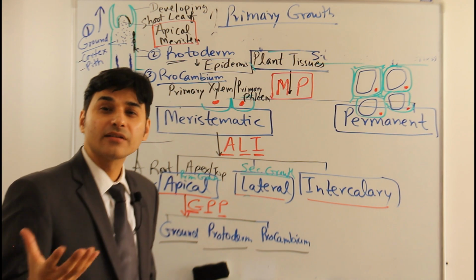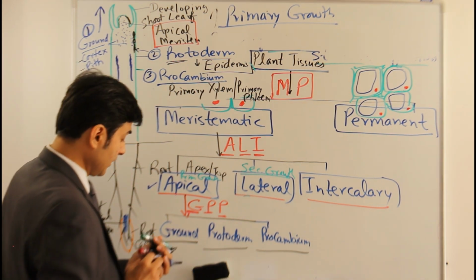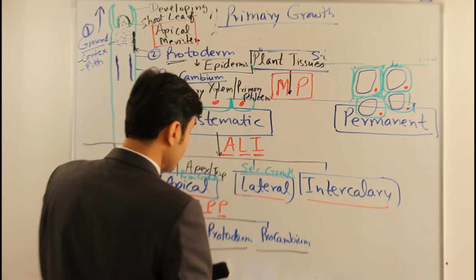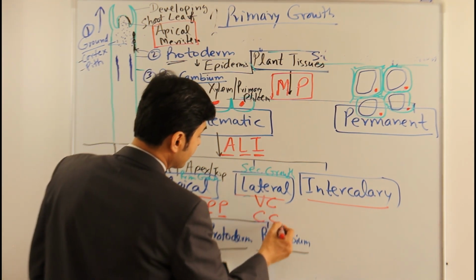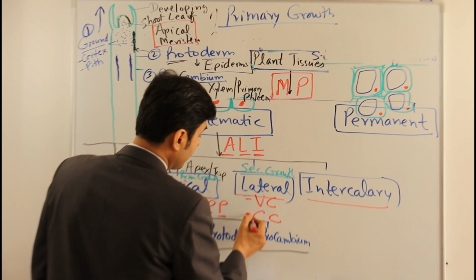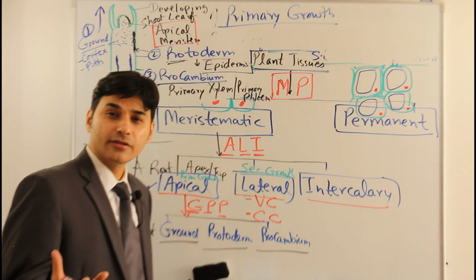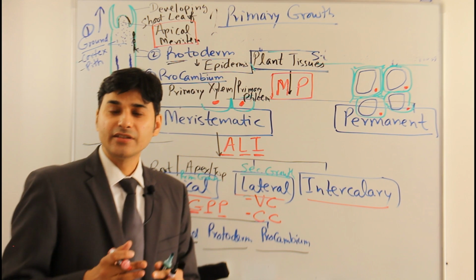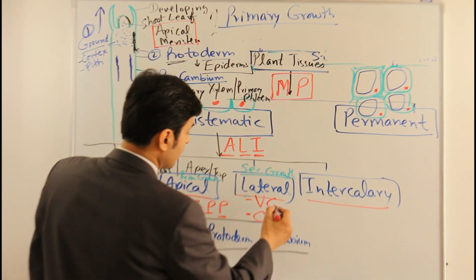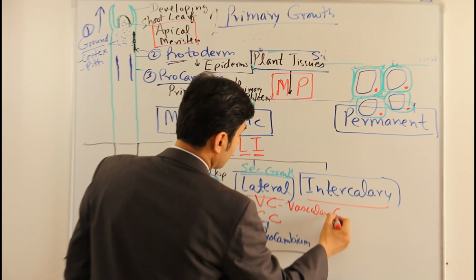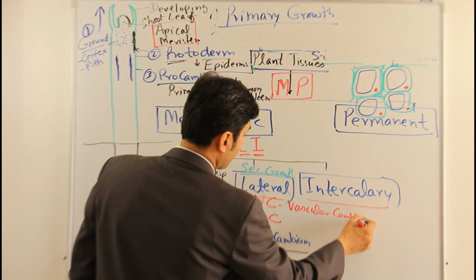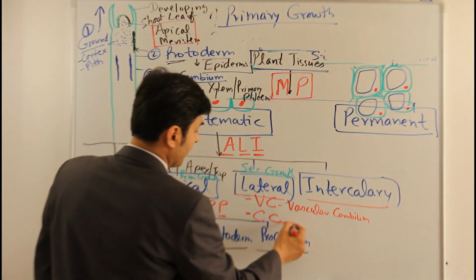Now, how to remember the types of the lateral meristem? Now, the lateral meristem is of two types, VC and CC. VC means Vascular Cambium and CC means Cork Cambium.